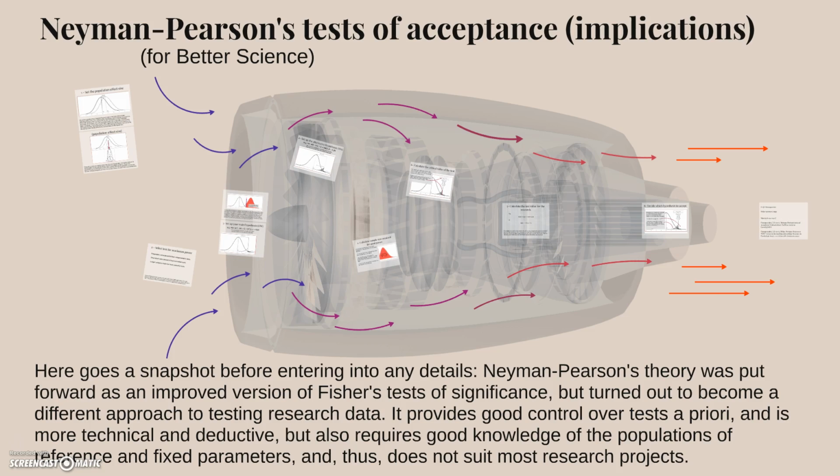Neyman-Pearson theory was put forward as an improved version of Fisher's test of significance, but it turned out to become a very different approach to testing research data. It provides good control over tests a priori and is more technical and deductive, but it also requires good knowledge of the populations of reference and the use of fixed parameters, and therefore it does not suit most research projects.